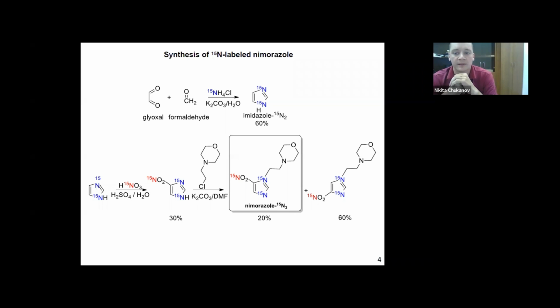This compound was alkylated with a morpholine derivative in the presence of potassium carbonate, and due to unselective alkylation in this case, the yield of nimorazole was only 20%, while the yield of its isomer was 60% in the last step. Next, please.